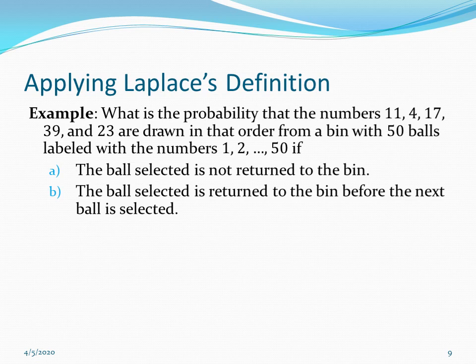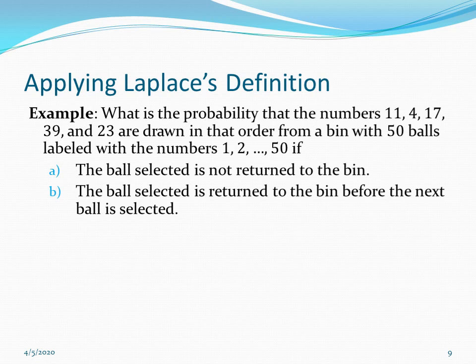Let's look at more examples. What is the probability that the numbers 11, 4, 17, 39, and 23 are drawn in that order from a bin with 50 balls labeled with the numbers 1, 2 through 50? We want to calculate the probability under 2 different conditions.